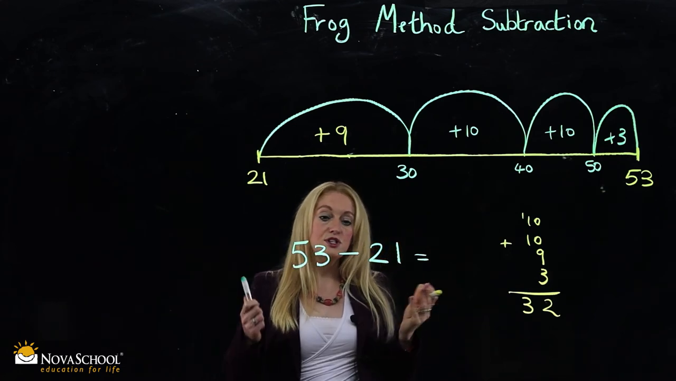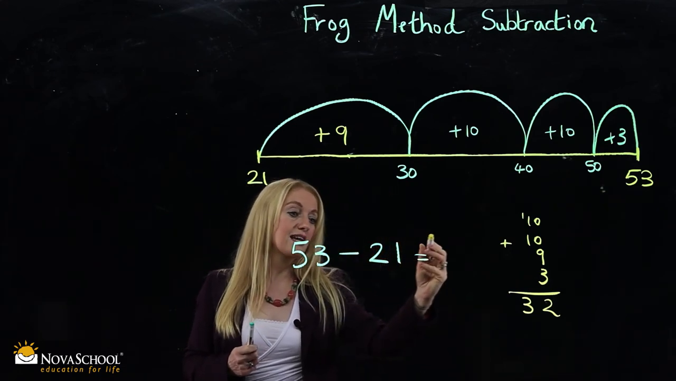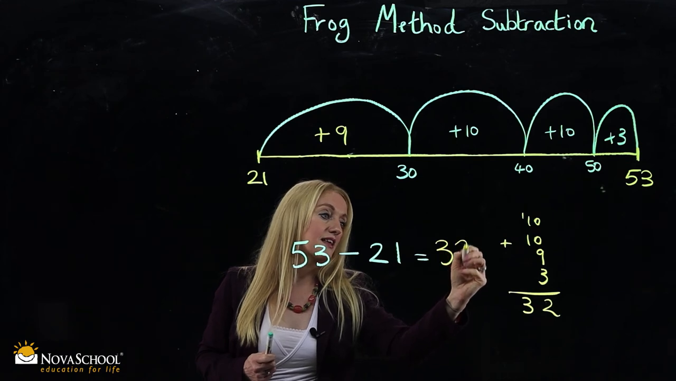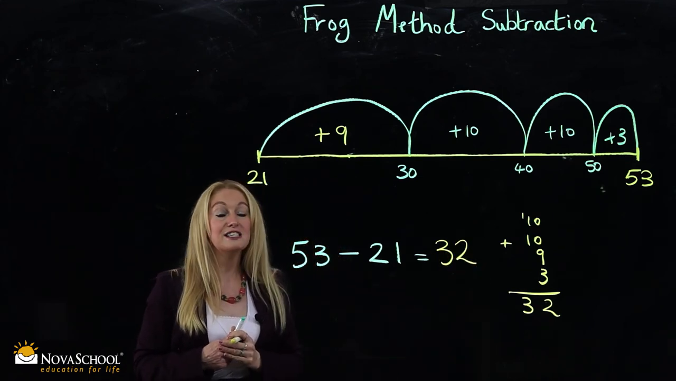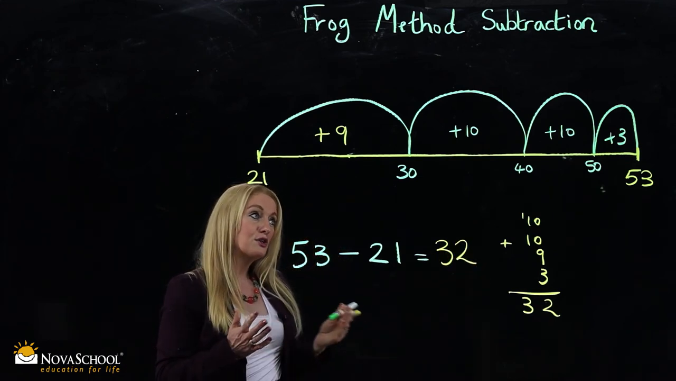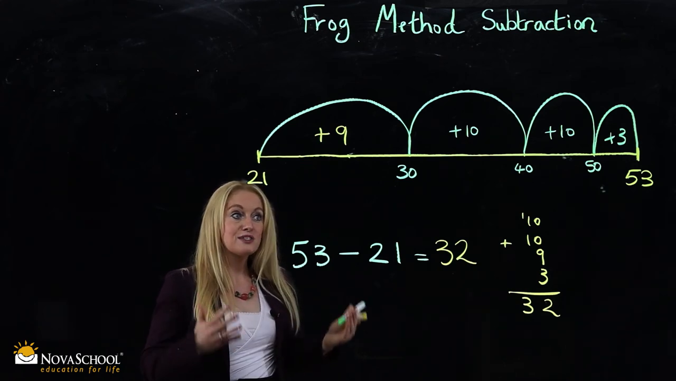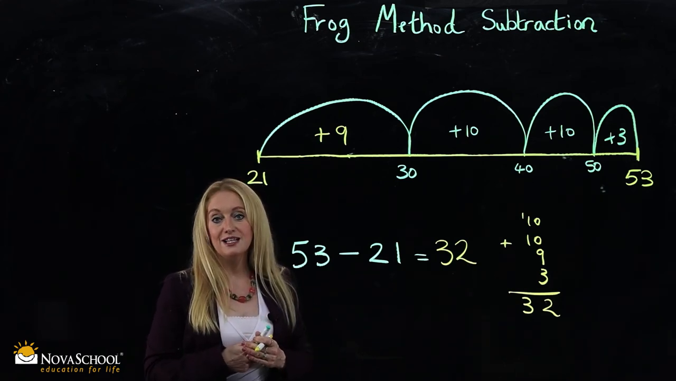Okay, so what's our final answer? 53 take away 21 is 32. Okay, so this is frog method subtraction using the line, counting up to receive our final answer of 32.